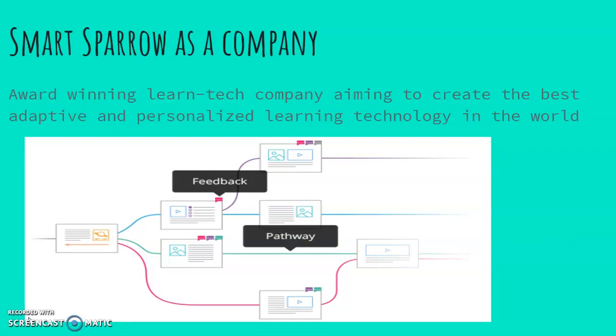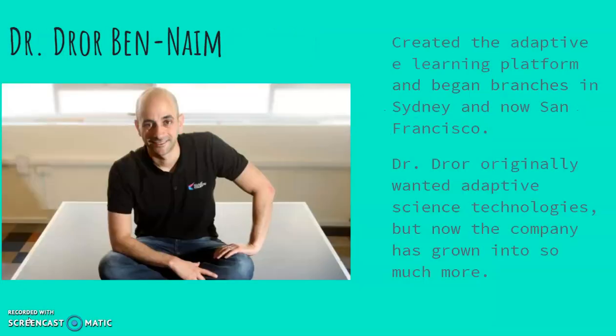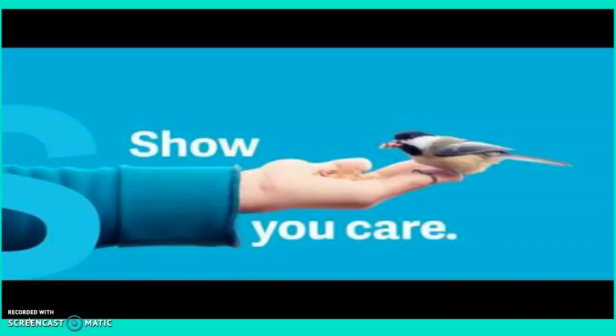So Smart Sparrow as a company is award-winning, and they aim to handle technology through feedback and pathways. So they aim for student pathways and then feedback set within those pathways to help the student. They were begun by Dr. Jordan Name. He started his doctorate in physics and wanted to make physics adaptive. And so he started an adaptive e-learning platform, and it has boomed from there into so much more than just physics.